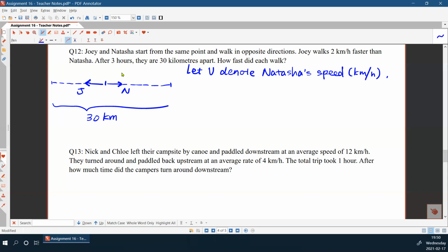So Natasha moves at V. And how about Joey? Joey walks 2 kilometers per hour faster. That means Joey's speed is V plus 2, right? So by the time they are 30 kilometers apart, how much distance has Natasha traveled? She traveled V times 3 hours, right?